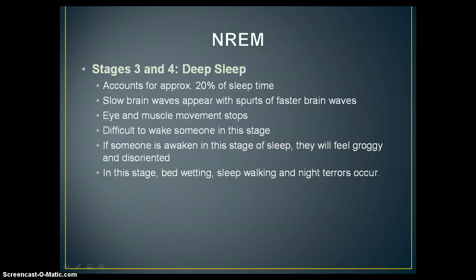Next, you have the deep sleep, which is in stages 3 and 4, which accounts for approximately 20% of sleep. In this stage, your slow brain waves appear with spurts of faster brain waves. Eye movement and muscle movement stop, and it's very difficult to wake somebody in this stage. If you are awakened in this stage, you will, in most cases, feel groggy or disoriented, meaning if you're woken up within your deep sleep stage, you're going to be a little grumpy and groggy and like, who am I, where am I type of scenario.